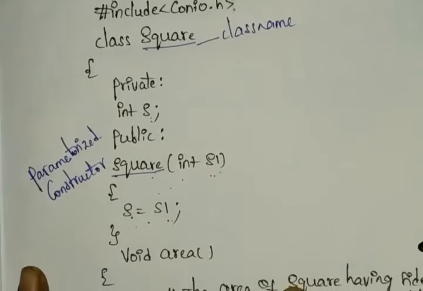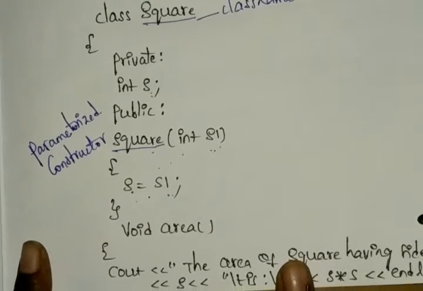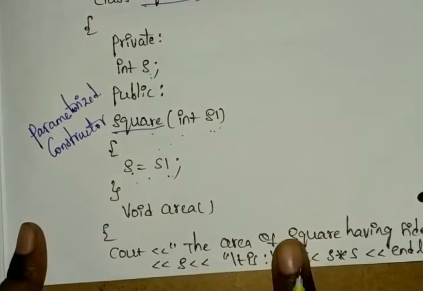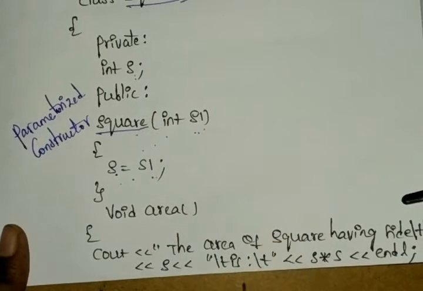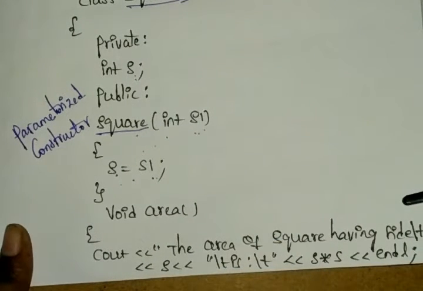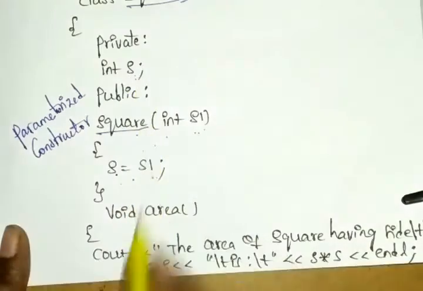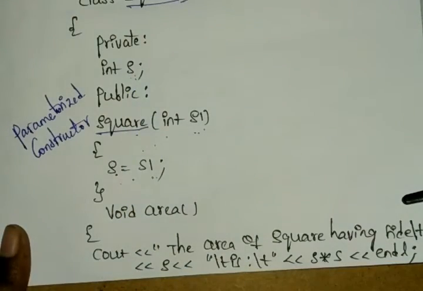You can see here I'm choosing one method, or one function, that is void area. In that I'm writing the area of a square, meaning whatever we need to get in our output. For that I'm writing the area of the square having the side. How much side s is, that can be displayed in our output. That too, s into s: directly it will not display the s value we give, it will be the multiplication, s square.